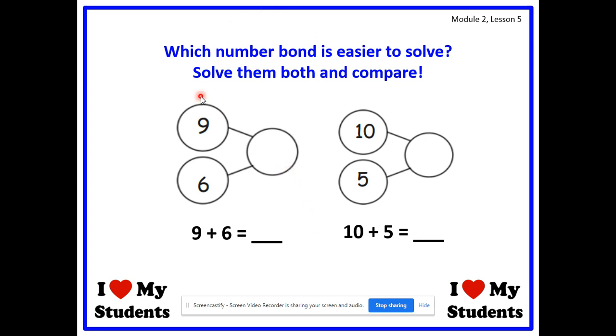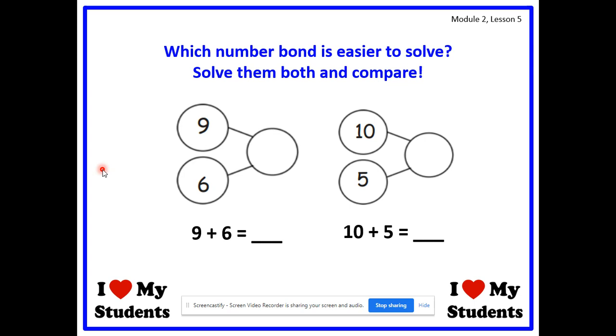First problem. Which number bond is easier to solve? Solve them both and compare. I'm going to go ahead and pause the video. Well, sorry, you guys go ahead and pause the video and press play when you have solved the problem so that we can compare.